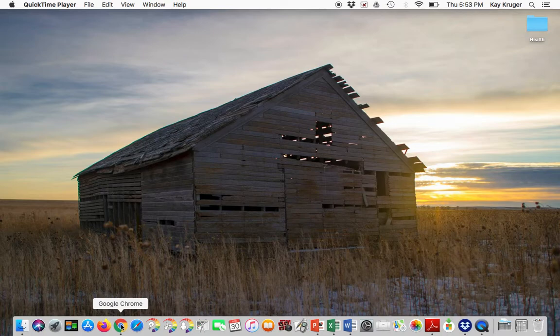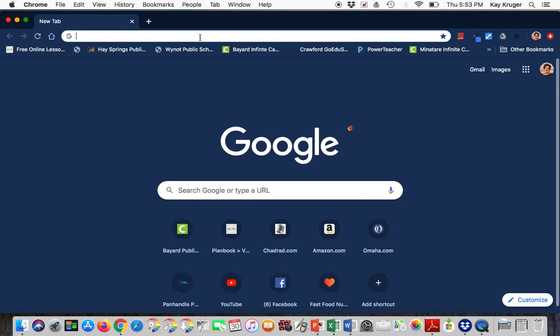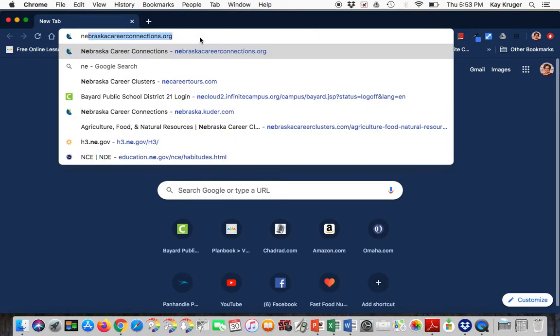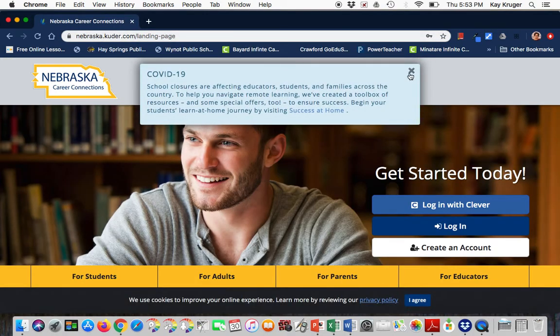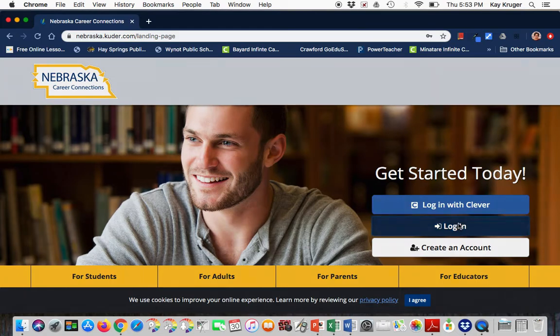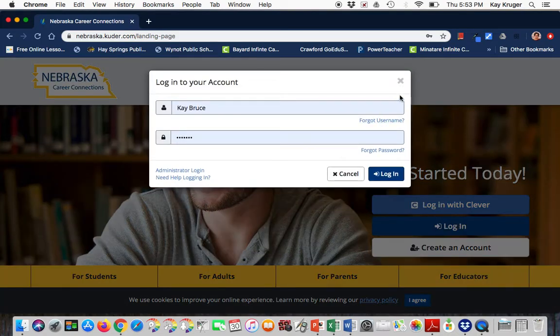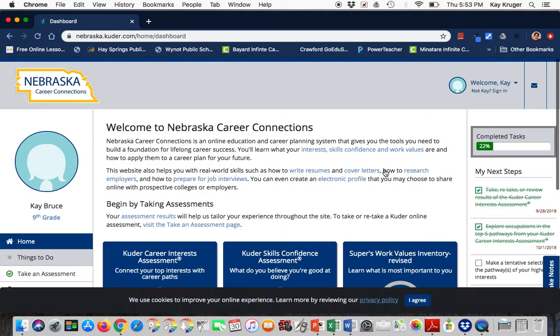That information on Nebraska Career Connections. So the first thing that you need to do is log into Nebraska Career Connections. And you do that through nebraskacareerconnections.org. It will take you to this page, and then you will log in. And your username I will share with you. Your password will be Mustangs with a capital M.